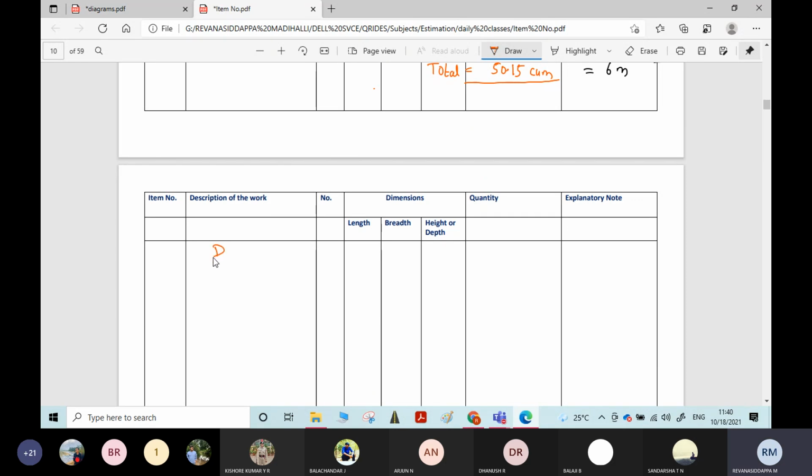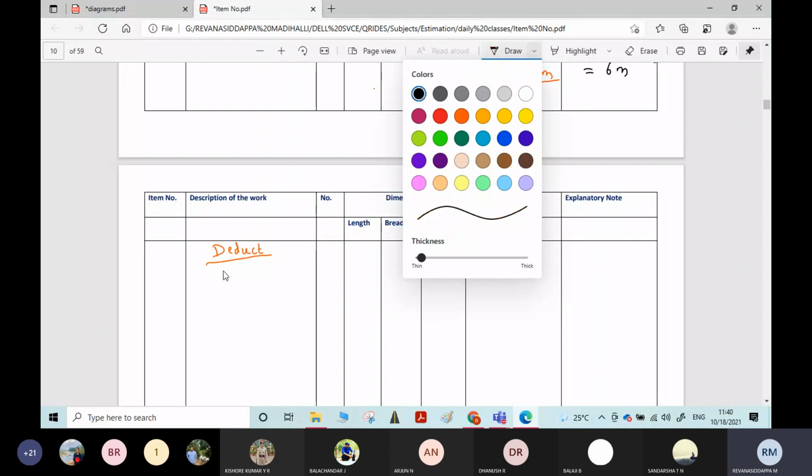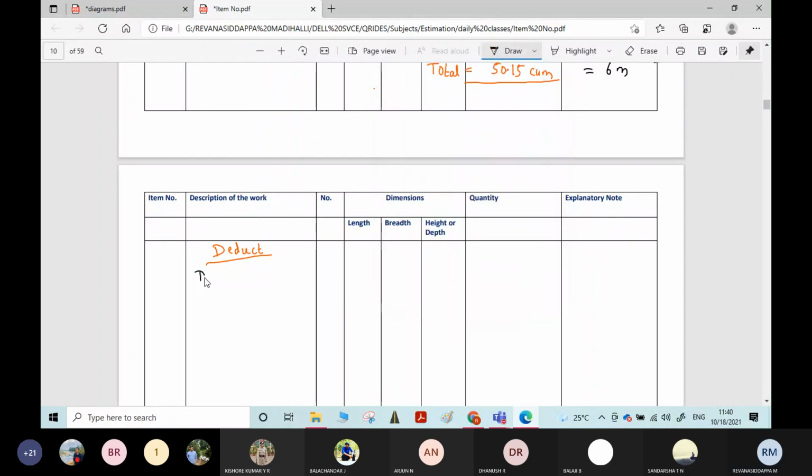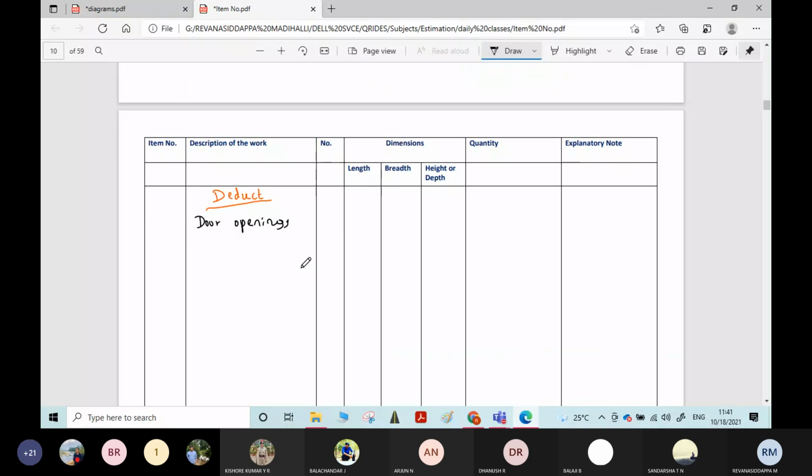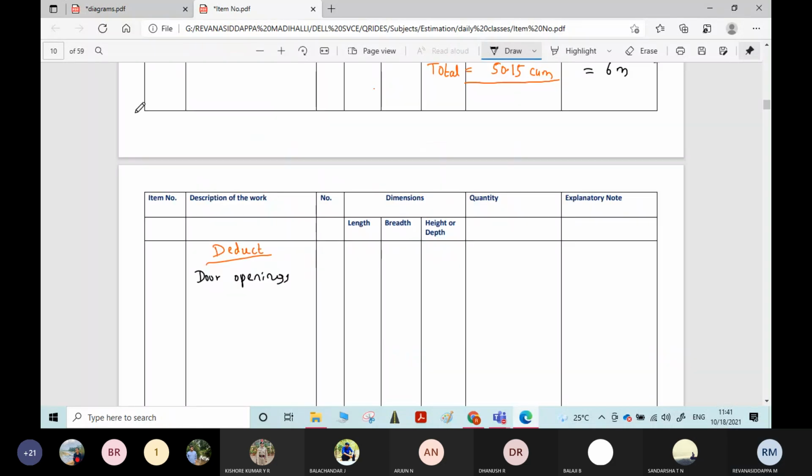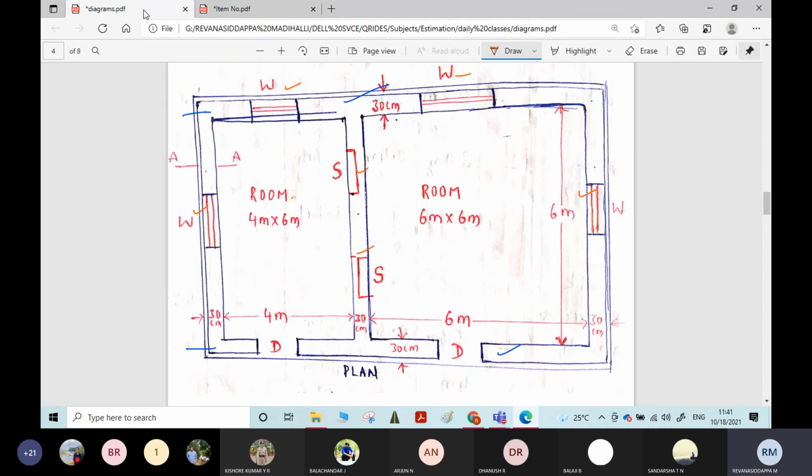Now we have to make some deductions. What are those deductions? Door openings, window openings, shelves. There are a few more deductions we need to do that I will tell you. Now, in the total quantity we have to deduct the door opening.